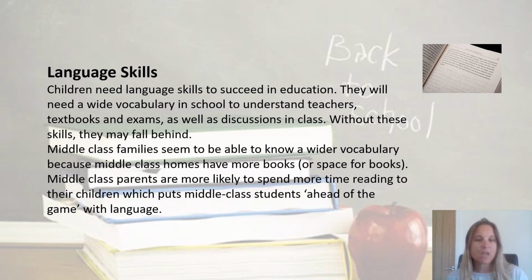Language skills. Children need language skills to succeed in education. They'll need a wide vocabulary in school to understand teachers, textbooks and exams, and also to have discussions in class. Without these skills, they may fall behind.